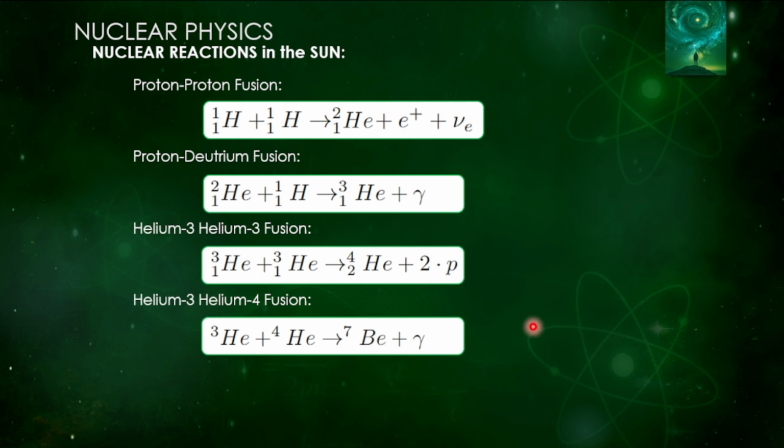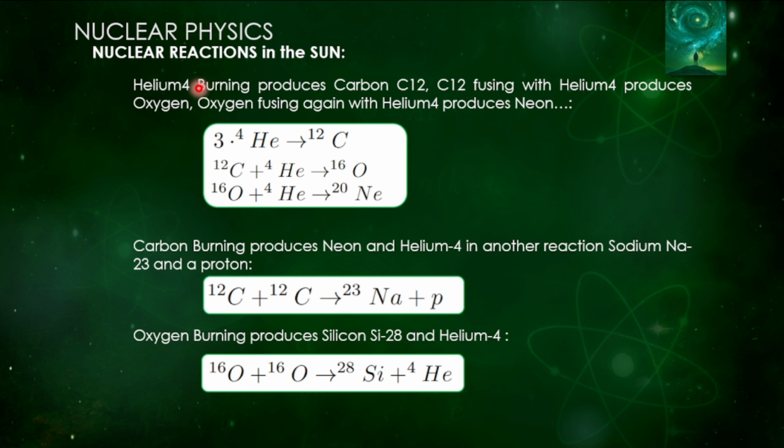But as you start seeing, you get to a point where you're no longer even producing light, but only heavier and heavier substance. So helium-4 burning produces carbon. C12 fusing with helium-4 produces oxygen. You see, helium-4 burning produces carbon. Carbon fusing with helium-4 produces oxygen. Oxygen with helium-4 produces neon. And you get from heavy to even heavier substance.